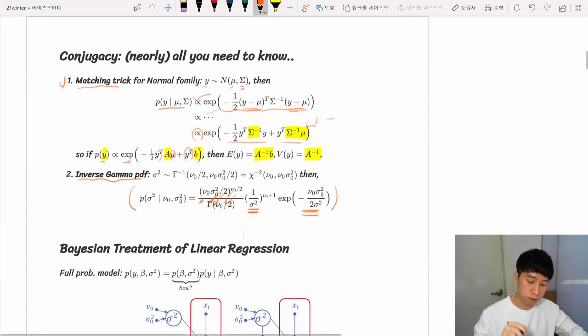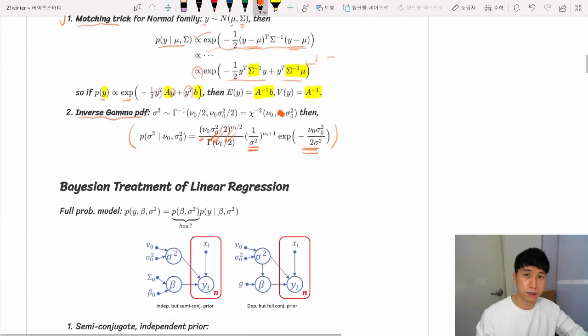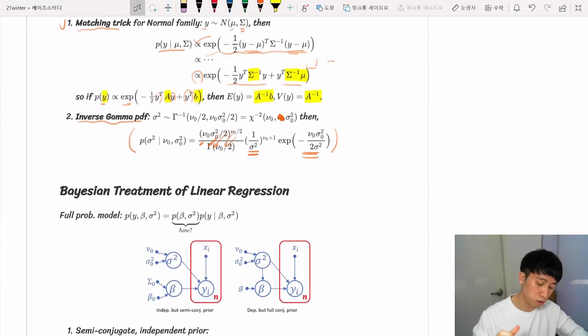So the point is this, right? I made a mistake right here. There should be no zero here. I'm going to fix that right after I finish the recording.